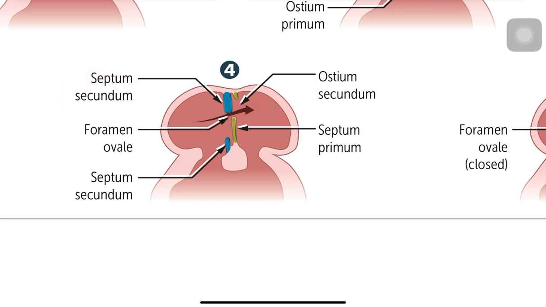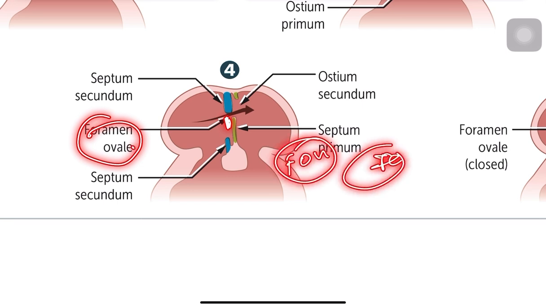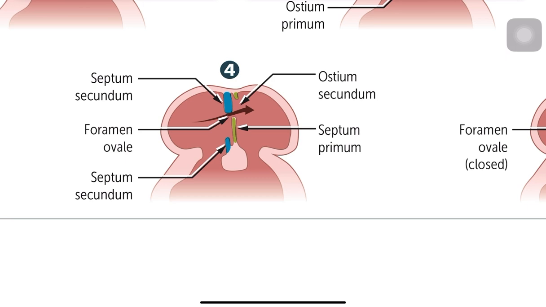So what would happen is, it could not conceal the defect, it could not cover the entire defect of your ostium secundum. It leaves some gap. This gap is nothing but your foramen ovale. This foramen ovale is important for the viability of a fetus. Why? We will discuss it in fetal circulation.